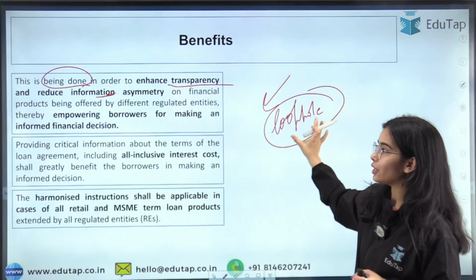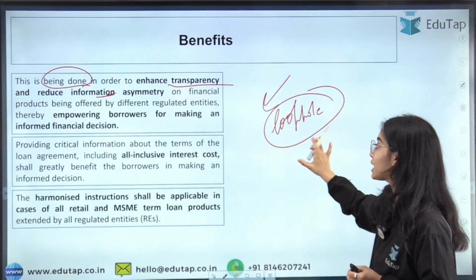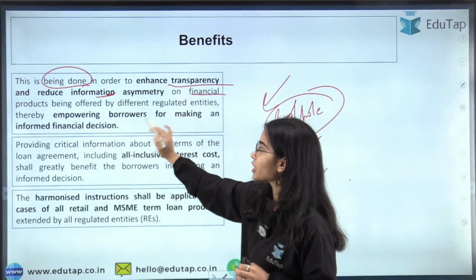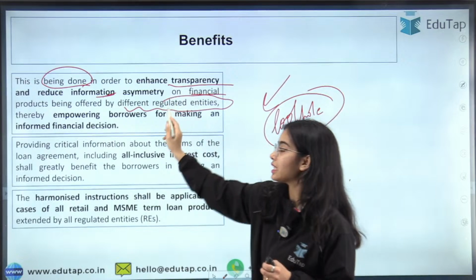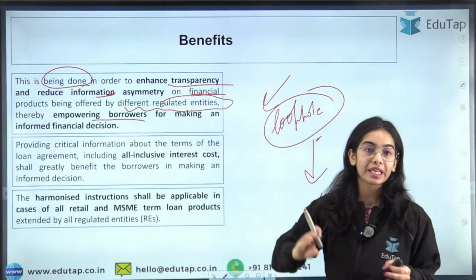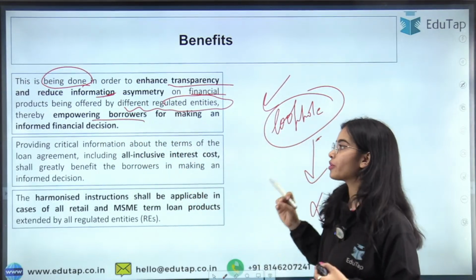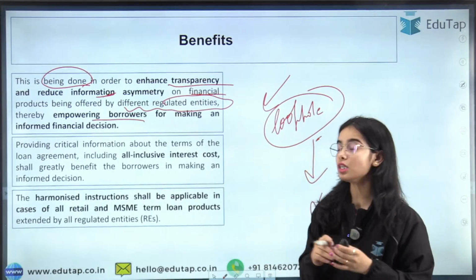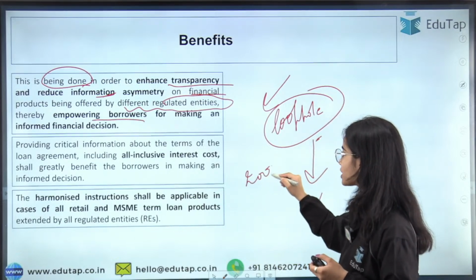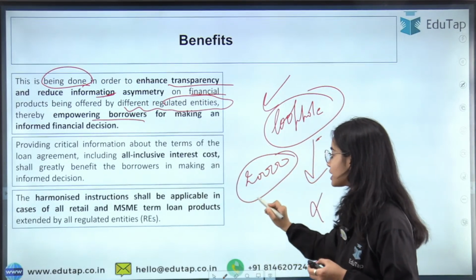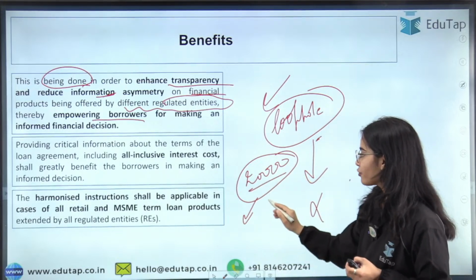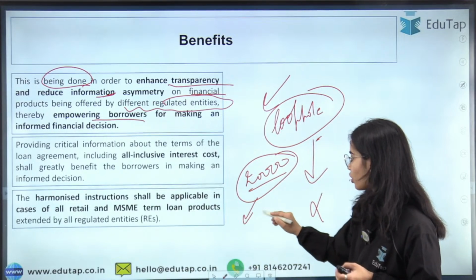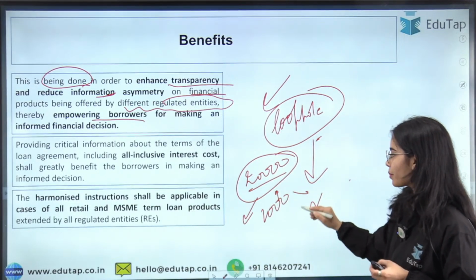So to reduce the loophole in the information, especially as borrowers are not able to get the correct information at the right time on financial products being offered by different regulated entities, thereby empowering the borrowers to make an informed financial decision, so that they are informed that we are charging this much. So let's say a 20,000 loan is being taken by a street vendor. Now this street vendor is paying 15%, or let's say 2,000 of interest on this 20,000 in the coming 1 year.